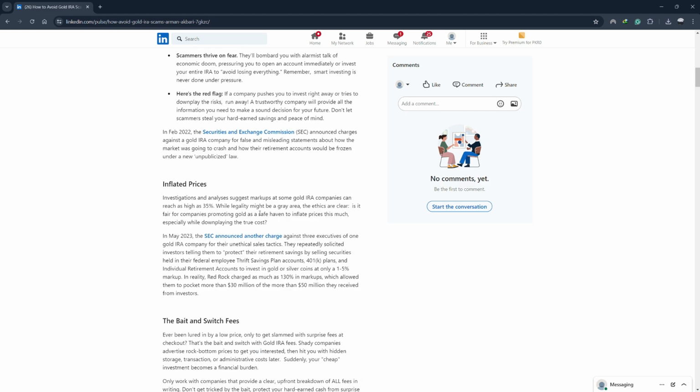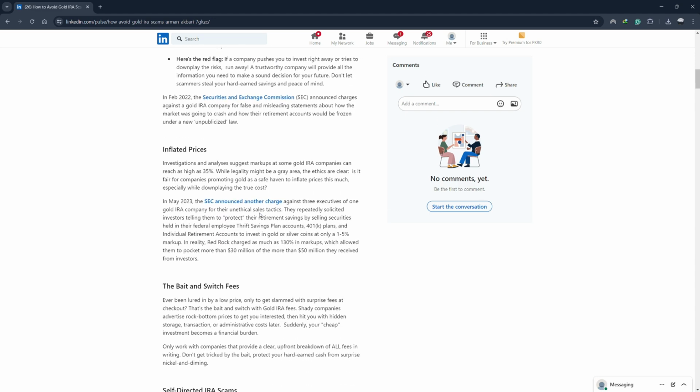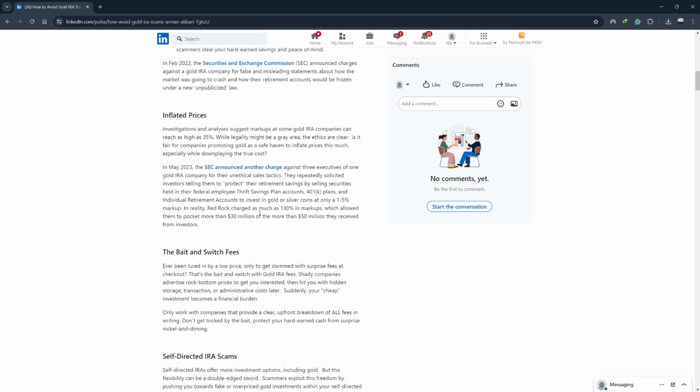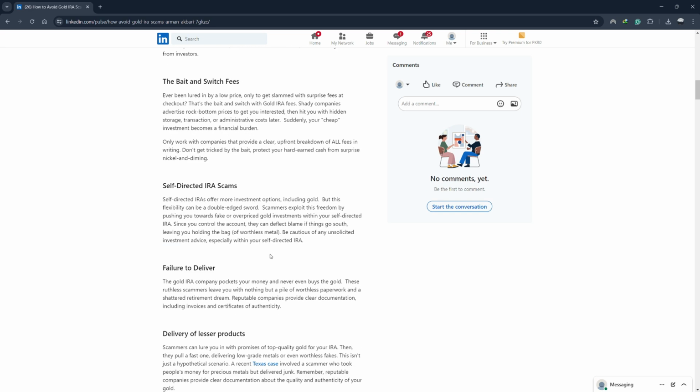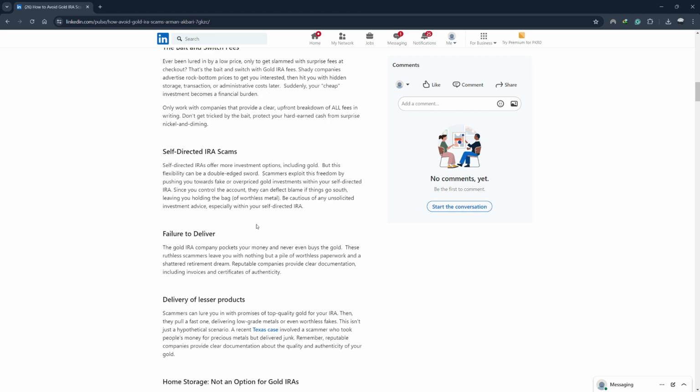3. Unverified credentials. Always verify the credentials of the company and its representatives. Legitimate companies will be registered with financial regulatory bodies. Check with the Better Business Bureau, BBB, and other consumer protection agencies for reviews and complaints. A lack of transparency and reluctance to provide verifiable information are red flags.